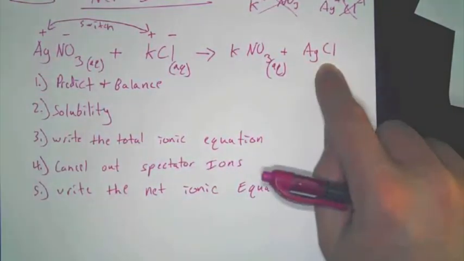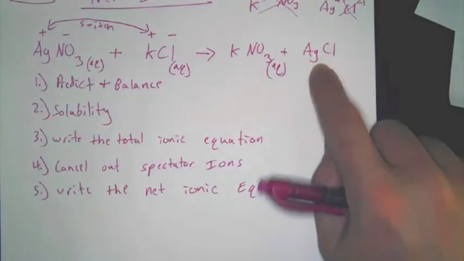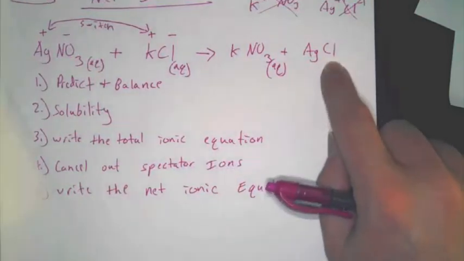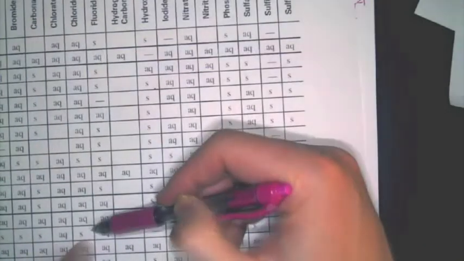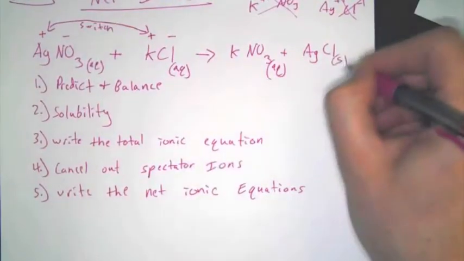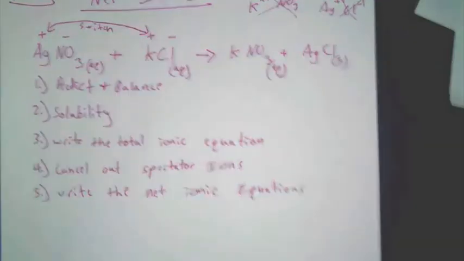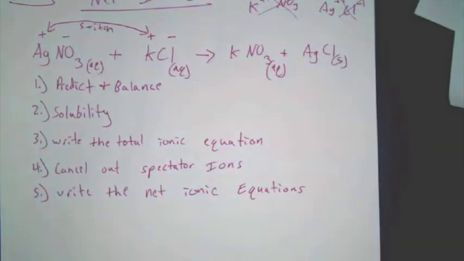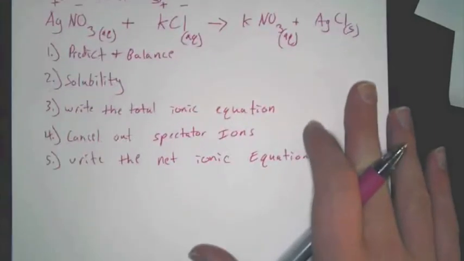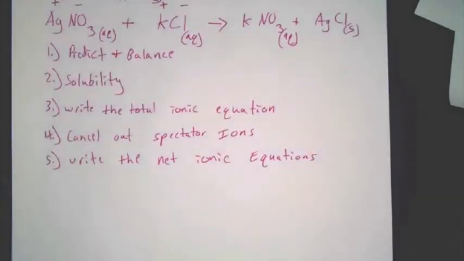And then last but not least, you've got silver and you've got chloride. That's a solid. Now, you're going to remember silver is usually solid. Wait, what's chloride again? Now, you look at this, you do this.